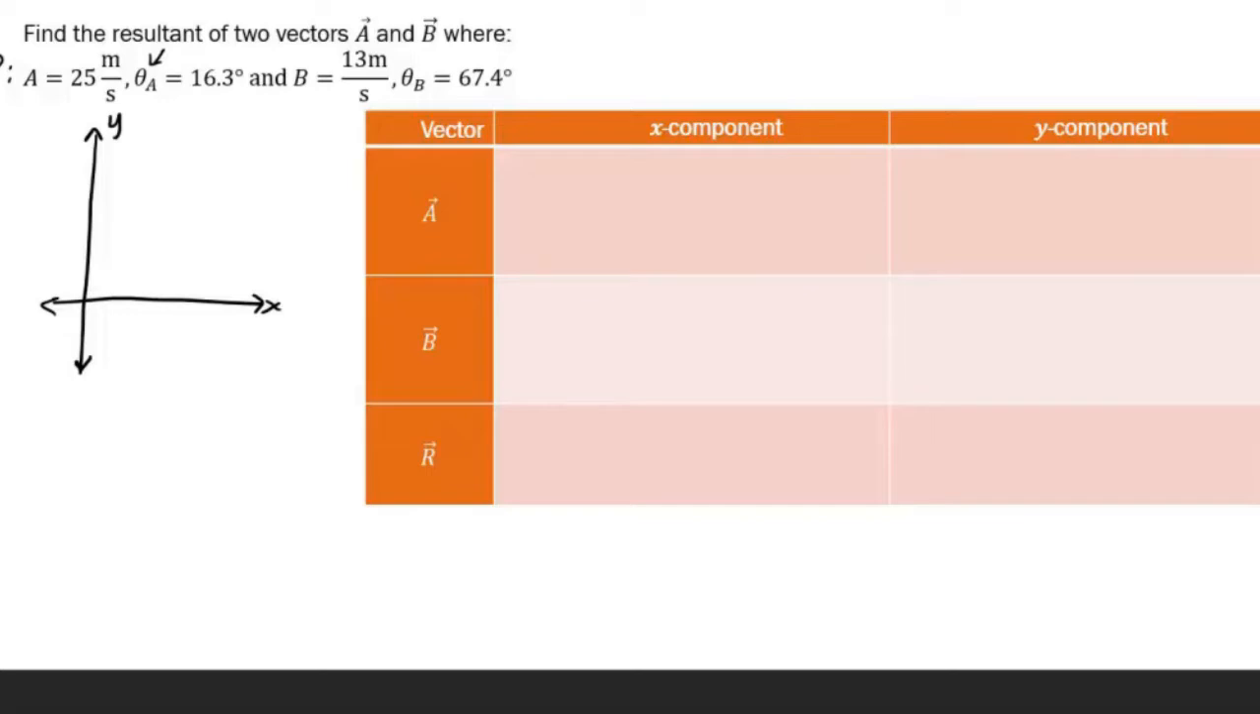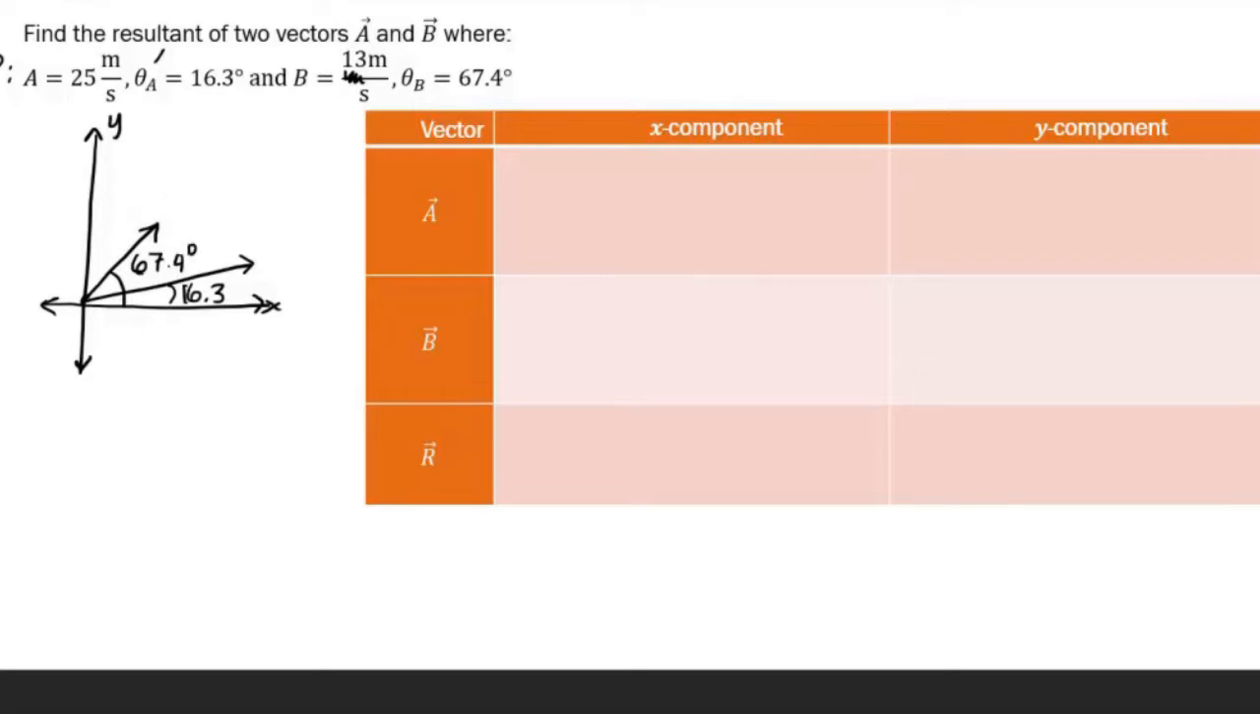So it looks roughly like this. Vector B, on the other hand, is 13 meters per second, directed at 67.4 degrees. So also in quadrant 1, but steeper and shorter in magnitude. So it looks something like this. There's vector B. Again, I've drawn them both in standard position. I'll label this as 67.4 degrees.